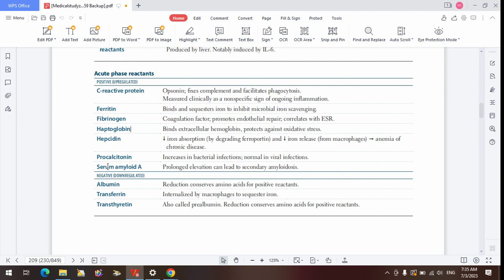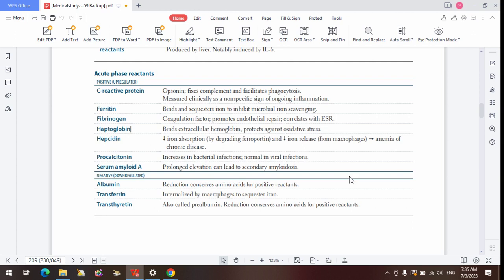Serum amyloid A is elevated, and the clinical relevance of that is that it can be a cause of amyloidosis in somebody with chronic inflammatory disease. It can cause secondary amyloidosis due to its prolonged elevation.